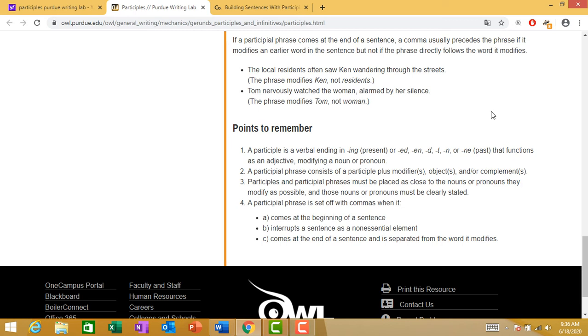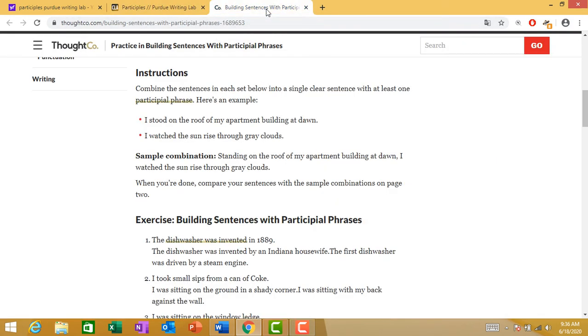Now, what I'm going to jump onto is your classwork, what you have to do as a classwork for this lesson. So this is going to be your classwork. Let's look at what you have to do. Combine the sentences in each set into a single clear sentence with at least one participial phrase.